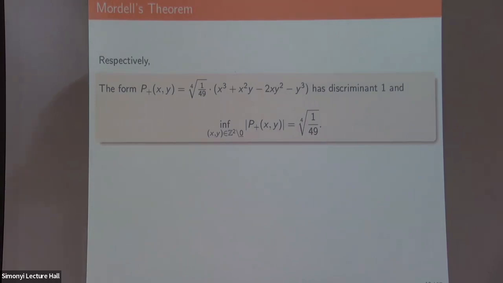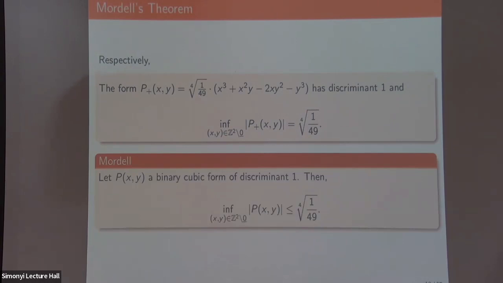This is its form, x cubed plus x squared y minus 2x y squared minus y cubed. And again, it's very easy to see that the infimum of this form is this 4th root of 1 over 49. Maybe you want to say that this is 1 over square root of 7. It is, but I just want to be consistent with the 4th roots. And again, he proved that this is extremal. If you take any binary cubic form of positive discriminant, you can't do better than this. This is as high as the infimum can go.